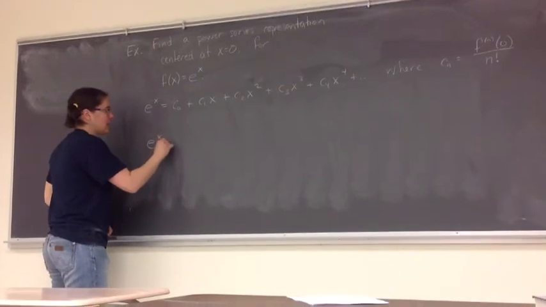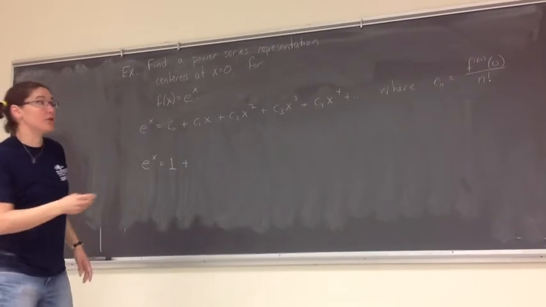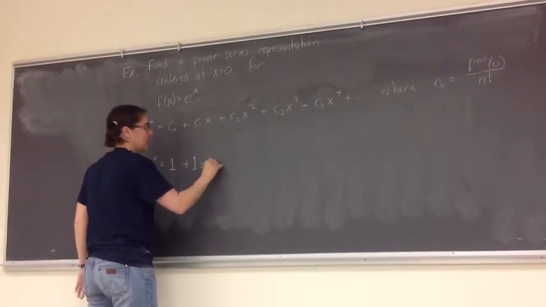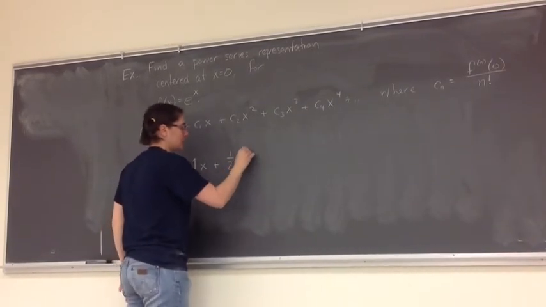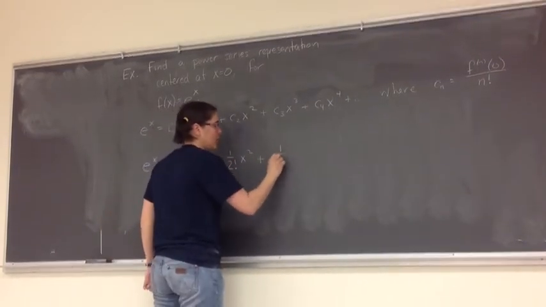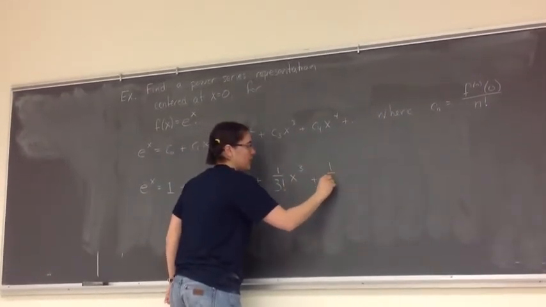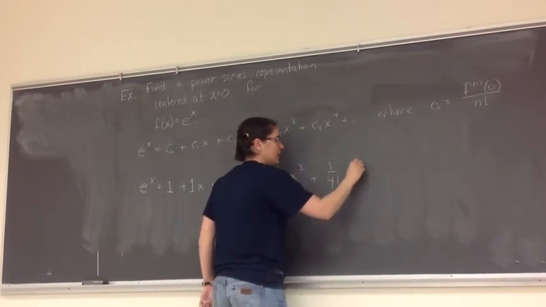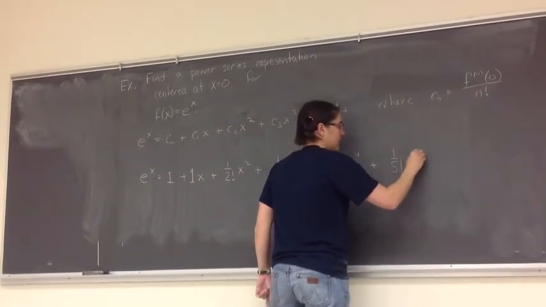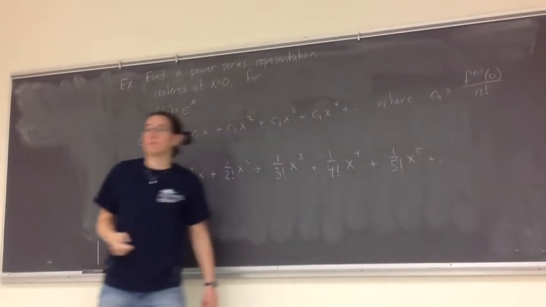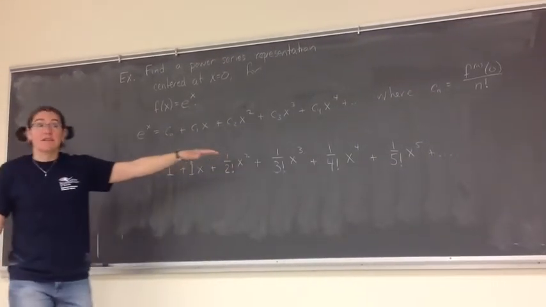And so we can write down that e to the x is equal to c0, which is 1, plus c1, which is also 1, times x, plus c2, which is 1 over 2 factorial times x squared. C3 is 1 over 3 factorial times x cubed. Then we have 1 over 4 factorial times x to the 4th, plus 1 over 5 factorial times x to the 5th, plus continue the pattern. And so this is our power series for e to the x.